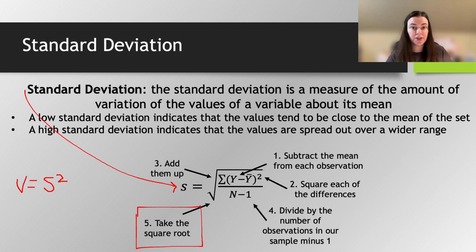A low standard deviation indicates that the values tend to be close to the mean of the data set, and so they're all clustered in our center point.